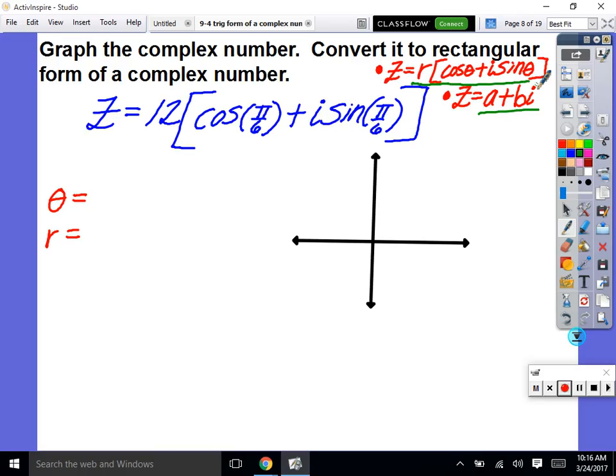Theta must be pi over 6, right? Look, cosine theta, sine theta. What's our theta? What's our degree that we're going? Pi over 6, everybody? Right. What's my radius that I'm going out? 12 units. Does everybody see it? Yes. So now we can very easily graph this. Go up pi over 6 and out 1, 2, 3, 4, 5, 6, 7, 8, 9, 10, 11, 12. So we're out here and there's my point.